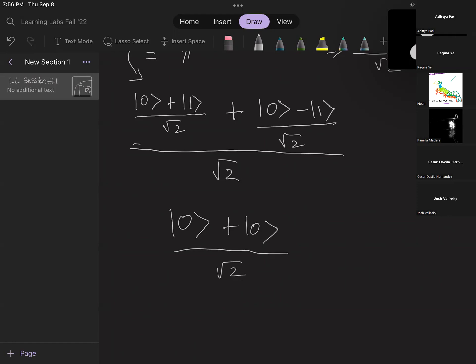So divide by root 2, divide by root 2. If you do that, that would be divided by 2. So you get 2, 0, divided by 2. That cancels, and you get the 0 state. So do you see how we got the 0 state back? But this time, the negative sign has some meaning to it, right? So that's a mathematical way of showing this destructive interference.